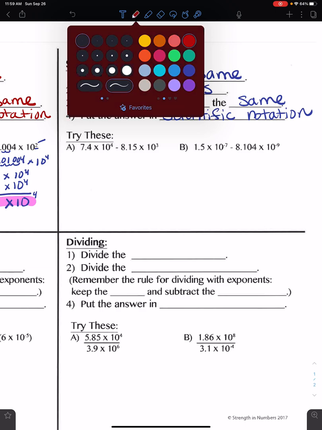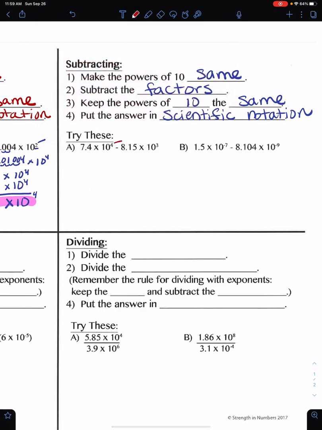All right, let's try this example here. We have a power of 4 and a power of 3. The only thing that's really different than the problem before is now we're subtracting. So I'm going to keep this first one the same, and I'm going to change the next one to a power of 4 because I want them to be the same. So if I would originally move it 3 places to the right, if I put the decimal in front of the 8, now when I move it 4 places to the right, I end up with the same thing as the first number, and I'm going to subtract.